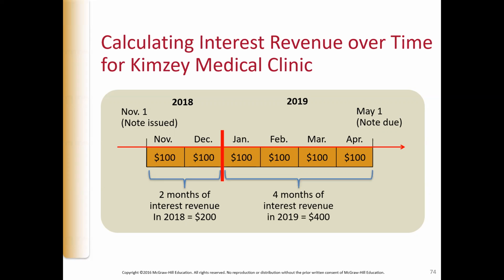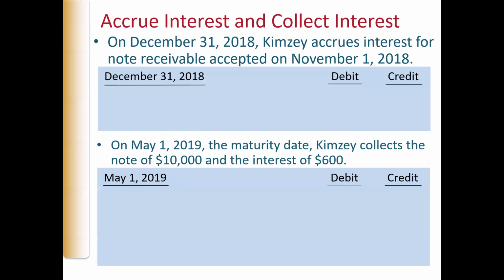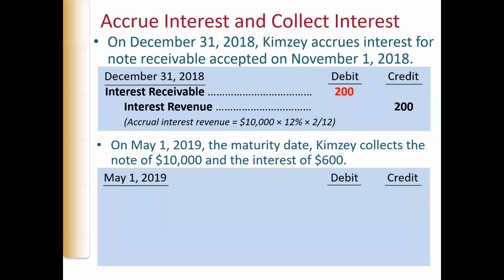So then in 19, we collect 4 months of interest. So our journal entry, as you see, we would show our interest receivable of $200 at the end of the year, but we would record that revenue for that year.